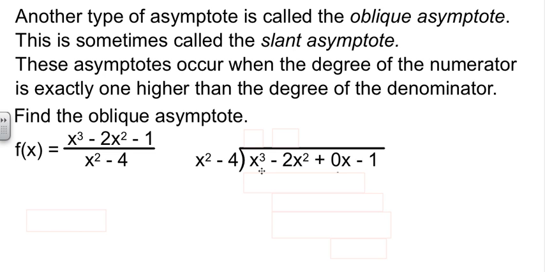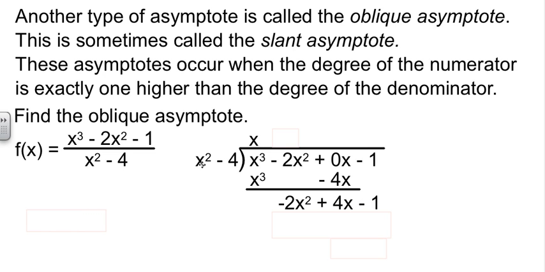X squared goes into x cubed, x times. Distribute the x to those, and we get x cubed minus 4x. Notice I line them up under the terms that they make sense to line up with. When we subtract, that cancels. That will become a positive 4x, and the other terms will just come down.